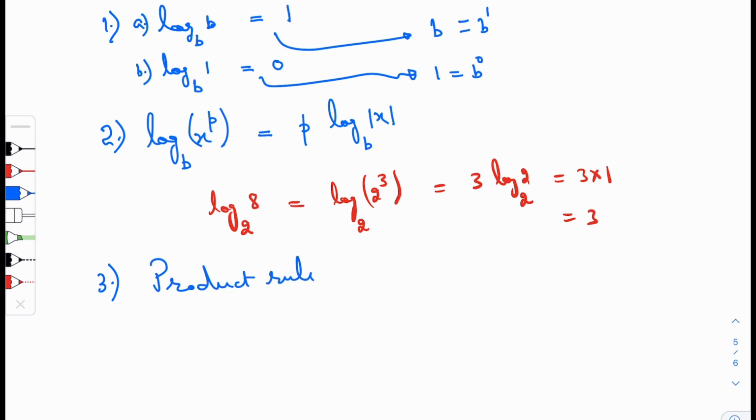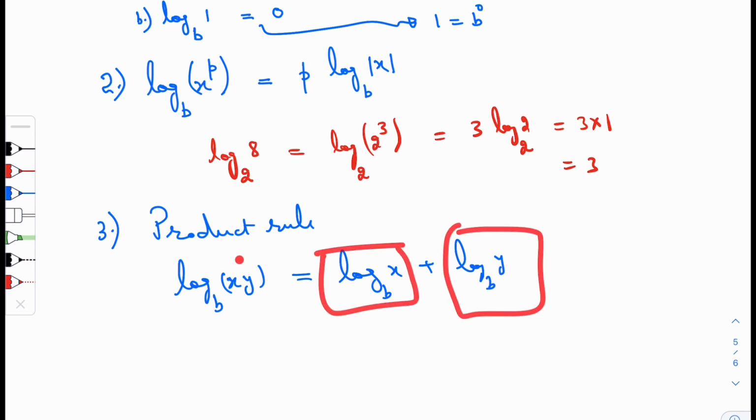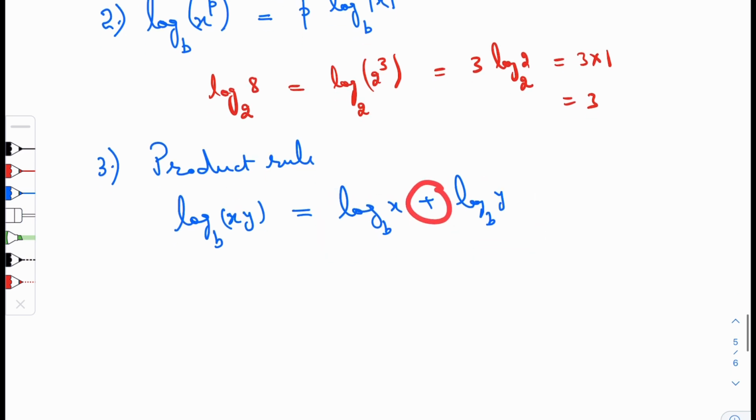Product rule looks like this. So log of, let me call it xy, log of xy to the base b, that is going to be equal to log of x base b plus log of y base b. So whenever inputs are multiplied, we can just open it up like this, where logarithms are going to be added. So this product between the inputs is getting converted into addition of outputs.